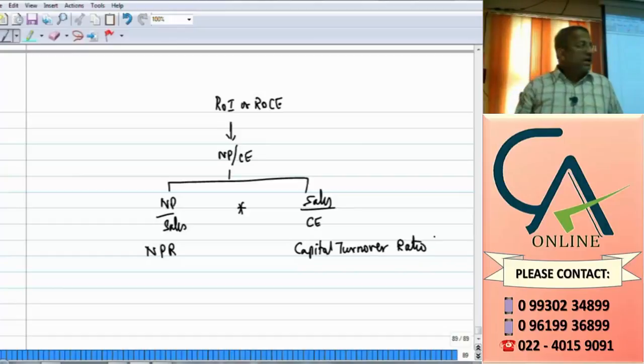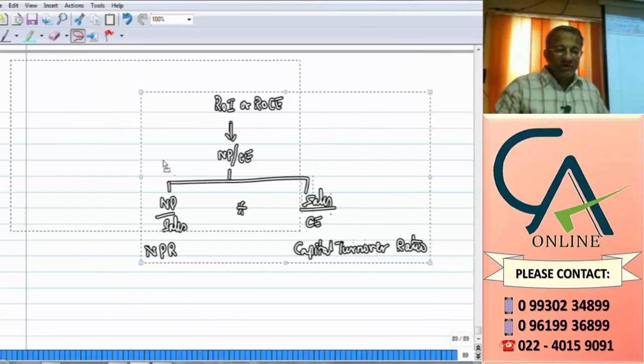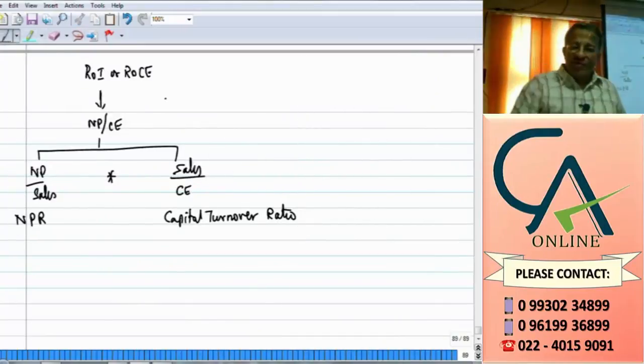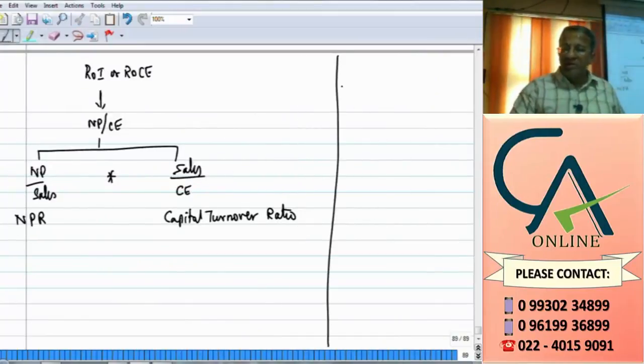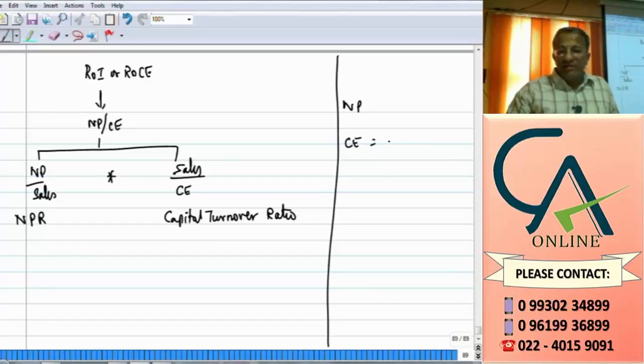What is that? Capital turnover ratio. Are you understanding, all of you? Yes or no? Besides all this, we should also know something about the meaning of net profit and the meaning of capital employed. What is capital employed? The money that I have invested, wherever I have made investment.